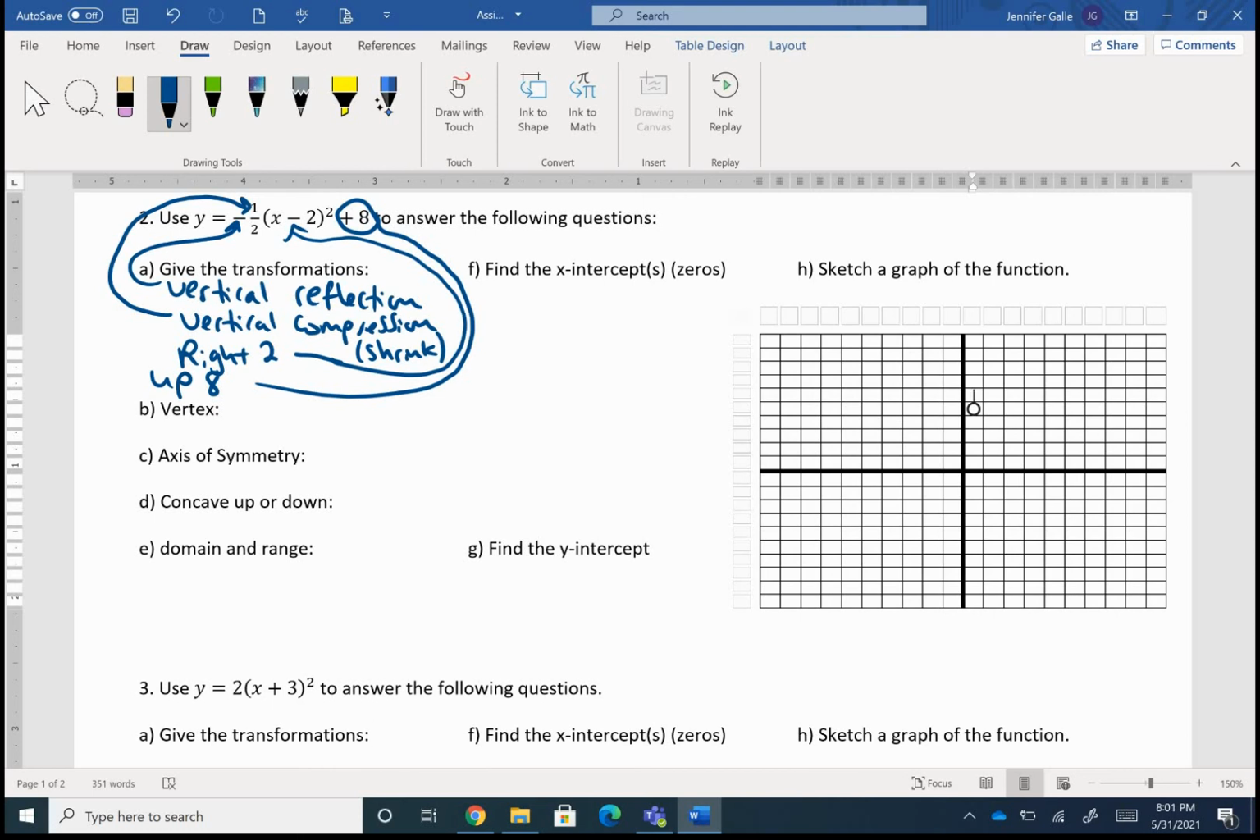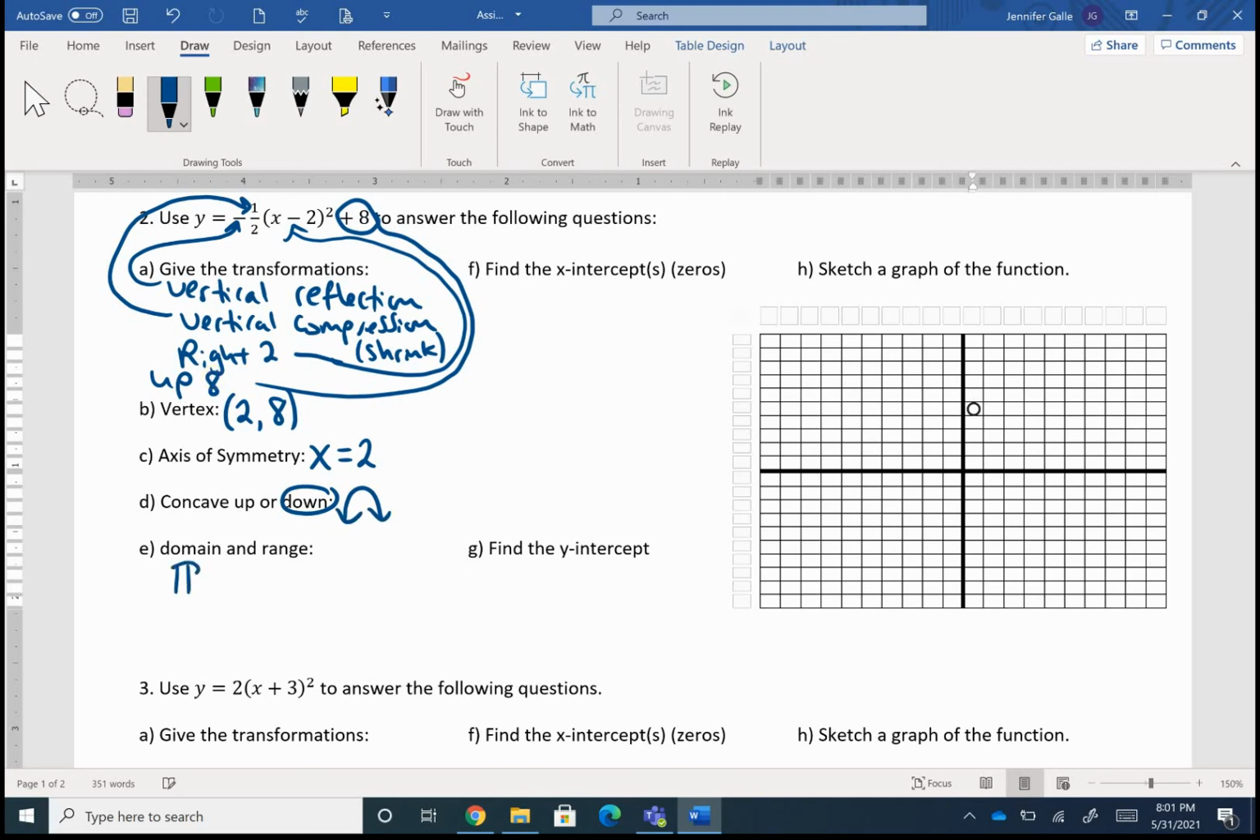Then for our vertex, look to our transformations. Our transformations tell us to get to our vertex, we go right 2, and we go up 8. Right is a positive direction. 8 is also a positive direction. Axis of symmetry, again, don't forget the easy points of x equals. And it's always the x value at the vertex. This graph does reflect, so we're going to open down.